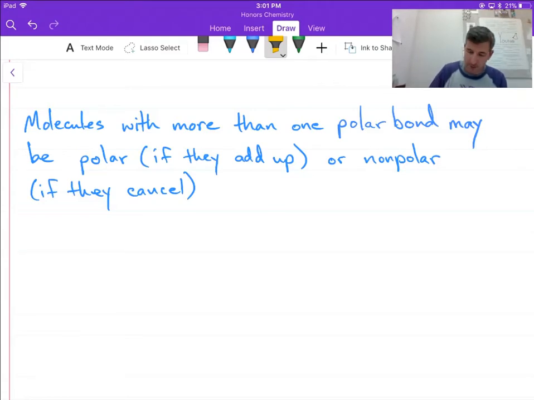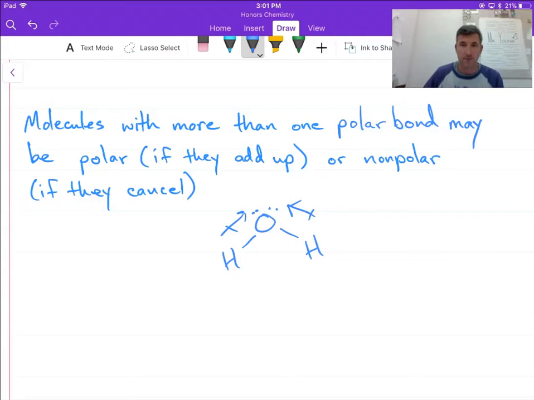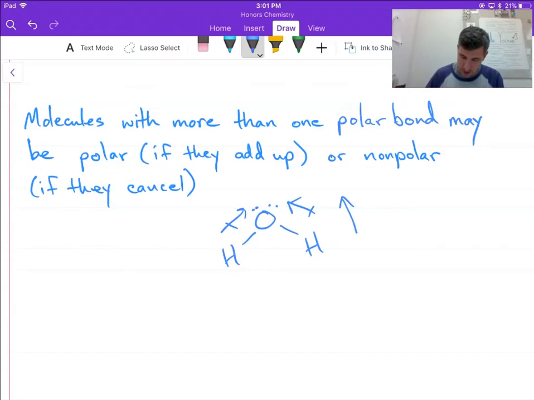But if we do have multiple polar bonds within a molecule, they can either add up or they can cancel. An example of them adding up would be in the case of water, H2O. We have 2 dipoles. They're not both heading in the exact same direction, but they're also not heading in exact opposite directions. They're both kind of going from the hydrogen end towards the oxygen end of the molecule. So I would say that this is a polar molecule because they're adding up.